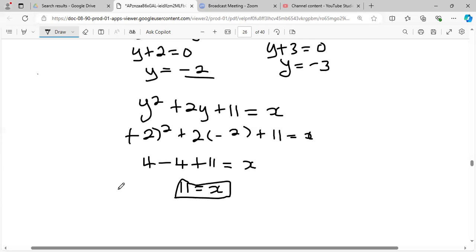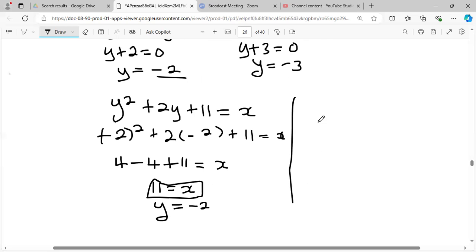So what it is saying is, when y is negative 2, they go in pairs. So when the value of y is negative 2, x is going to be 11. Let us work out the next one, when y is negative 3. You see how much marks this is? Almost 8 marks.